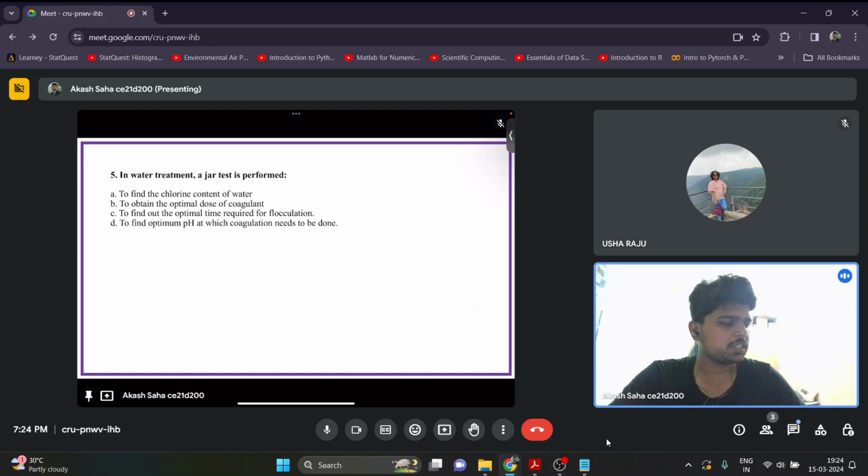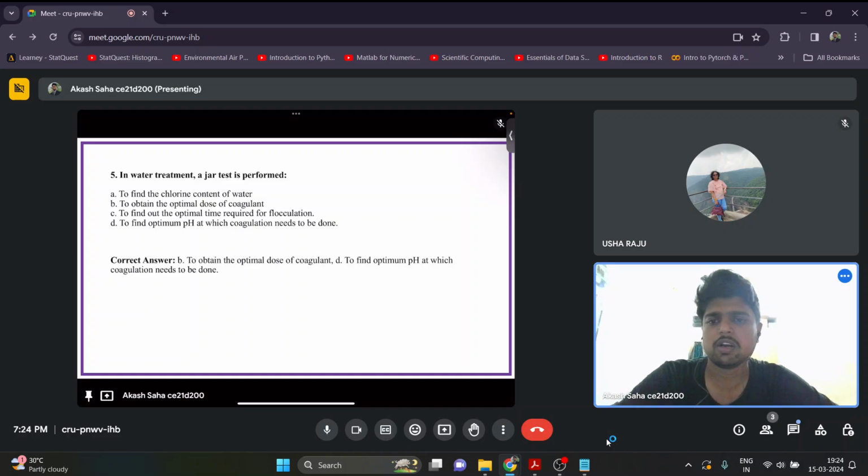So both option B and option D are correct, to find out the optimal dose and also to find out the optimal pH at which coagulation needs to be done. Okay, so both option B and D are correct. I hope it is clear. We'll move to the next problem.